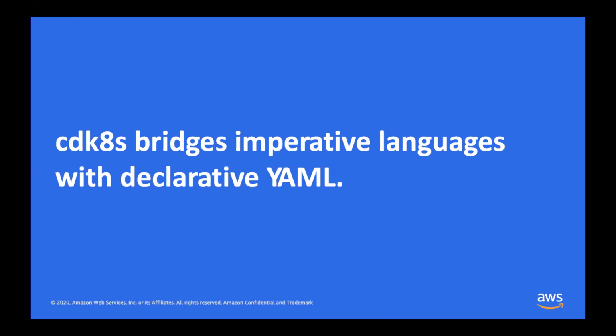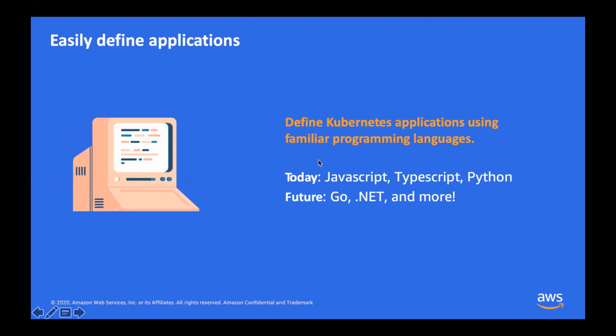So cdk8s gives you both. It simplifies the writing process and allows you to produce best practices YAML for configuring your cluster and applications. That's one of the things that we think is so amazing: it lets developers easily define Kubernetes applications using familiar programming languages. Today we support JavaScript, TypeScript, and Python. In the future, we're thinking of supporting Go, .NET, and many more languages. We really see this as a general purpose tool set for customers to use the languages they prefer to define Kubernetes in a standard way.